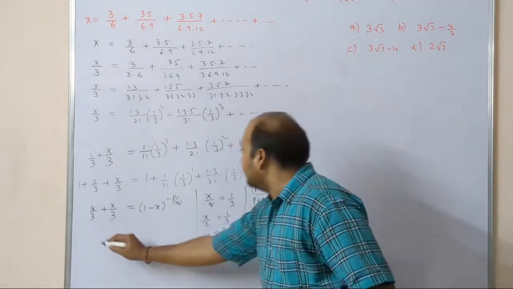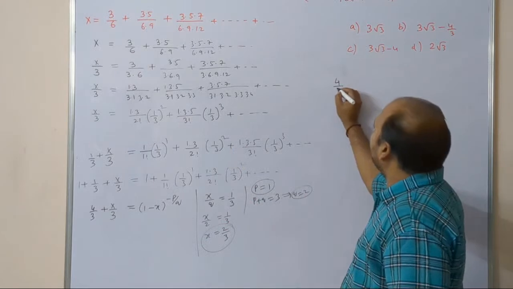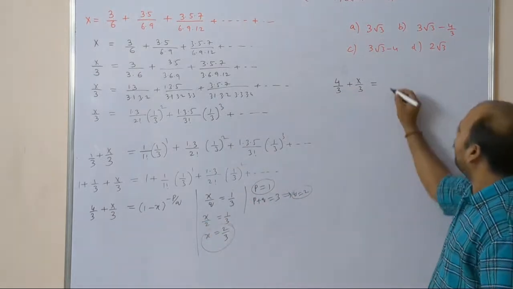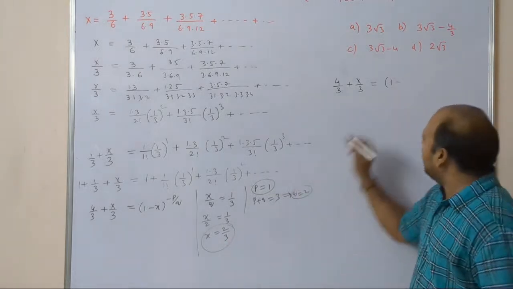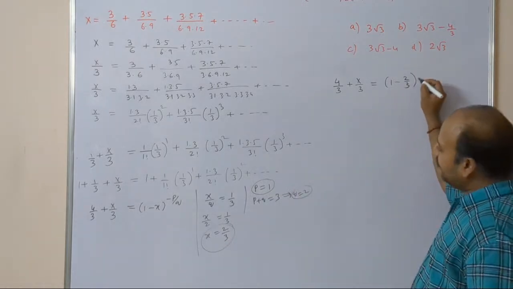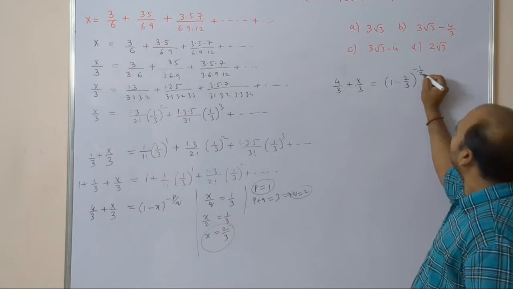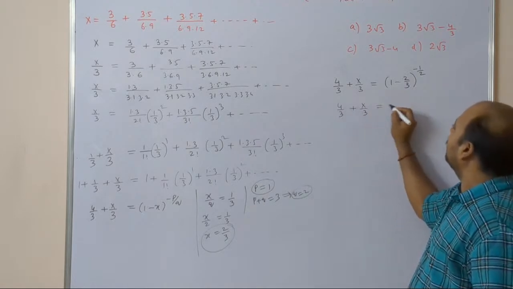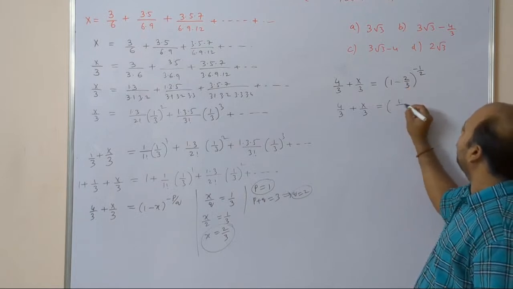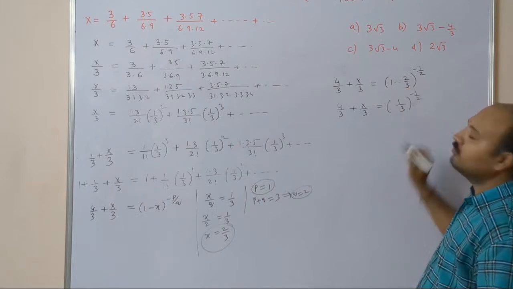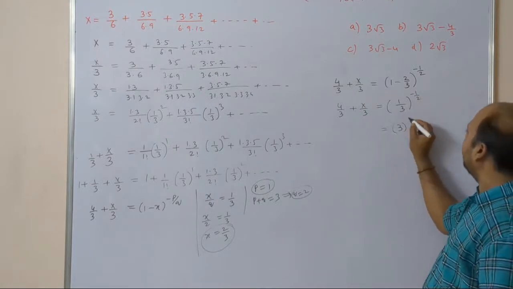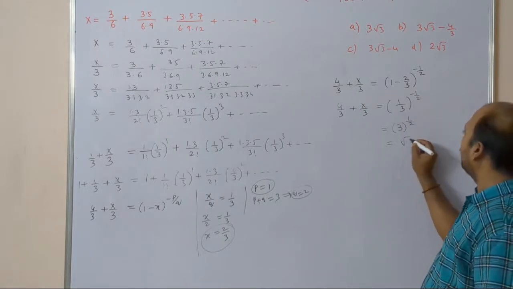So come to the series, 4 by 3 plus capital X by 3 is equal to 1 minus small x value 2 by 3 whole power minus p by q minus 1 by 2. So 4 by 3 plus x by 3 is equal to 3 minus 2, 1 by 3 whole power minus 1 by 2. If you remove minus here, these two will be interchanged. So 3 power 1 by 2. So that is equal to root 3.